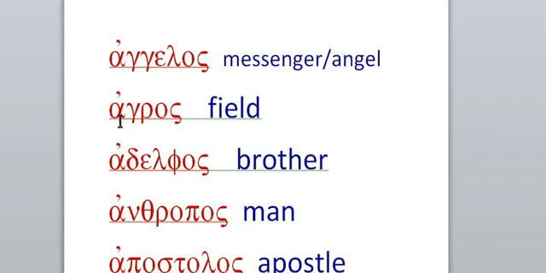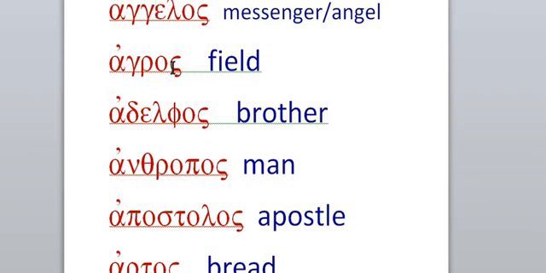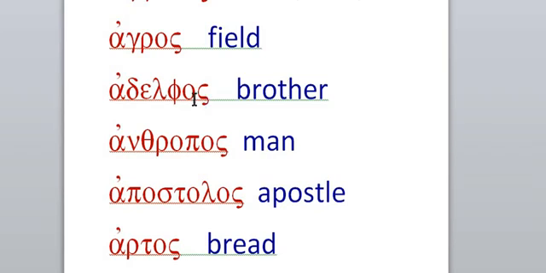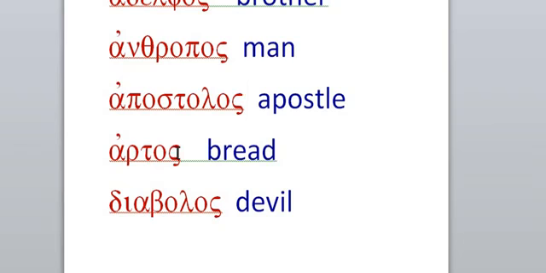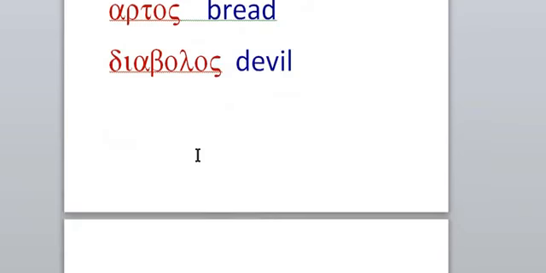Messenger or angel. Then agros, field. That is from where we got agriculture, agros. So it's easy to remember. Angelos is also easy to remember. Okay, agros. Adelphos, brother. Philadelphia, Adelphia, that's brotherly love. Adelphos, brother. Anthropos, man, anthropology comes from there. Then apostolos, that is apostle, that's easy to remember. Artos, bread. Diabolos, devil, that's also easy to remember.